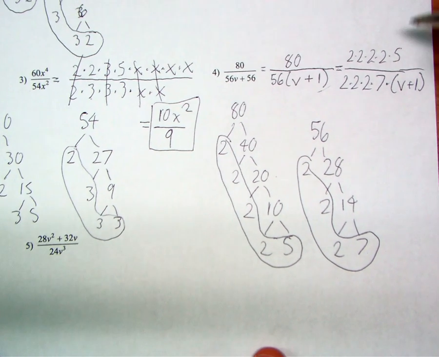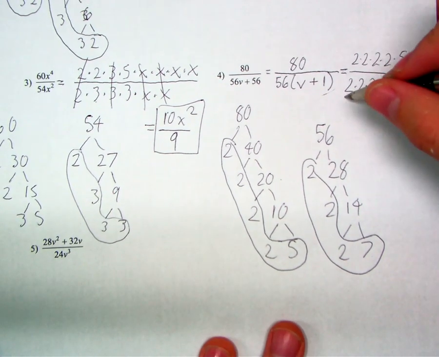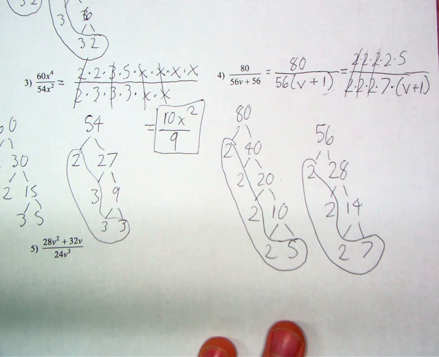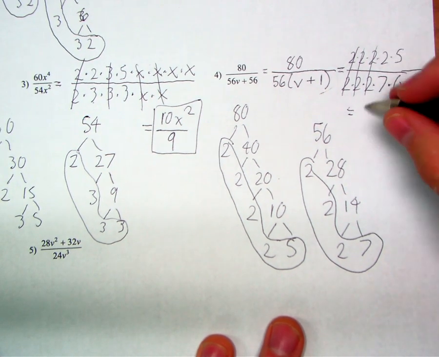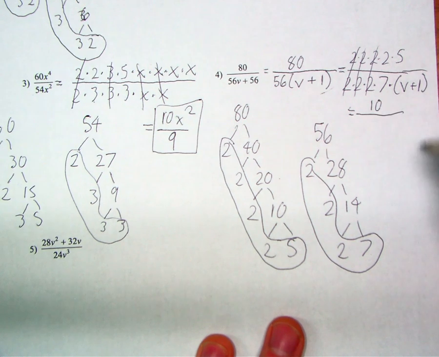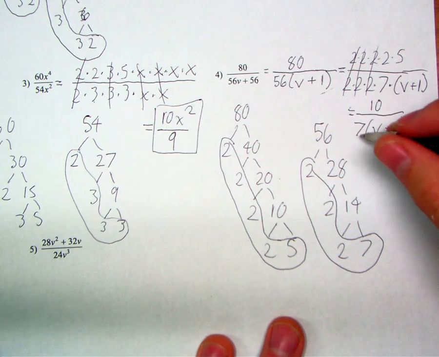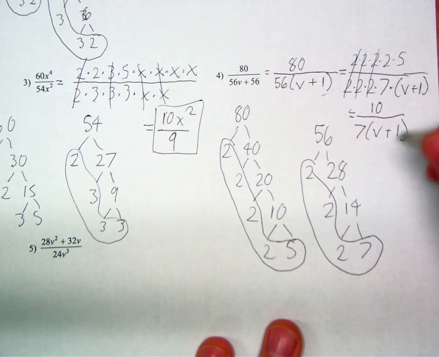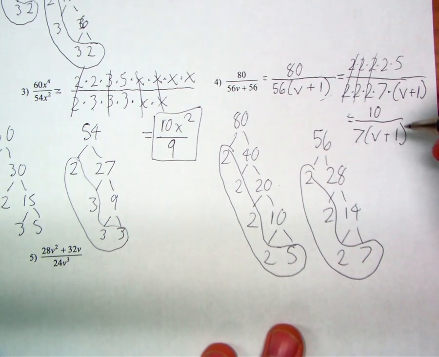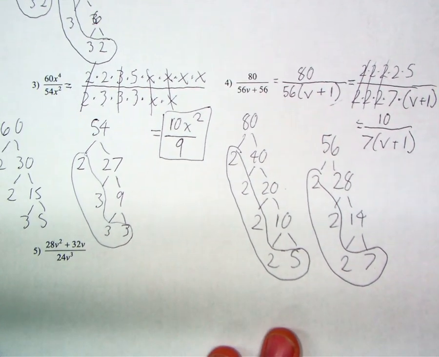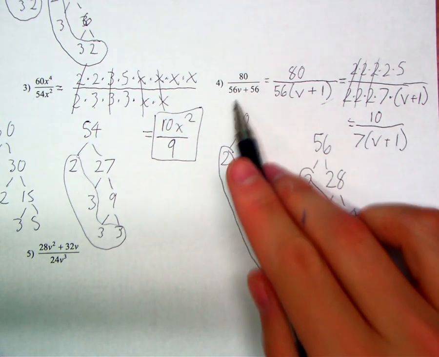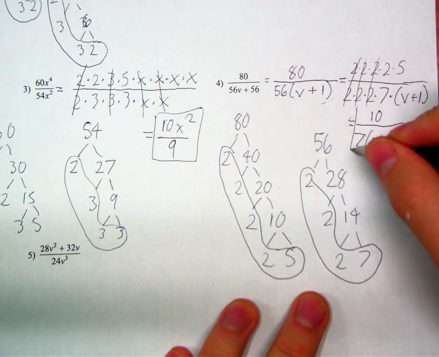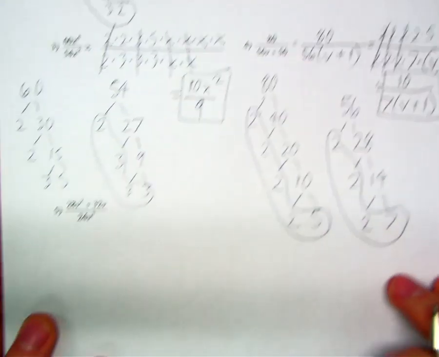Now that we've written things as factors, things multiplied together, cancel out these 2's. And that's about it, I think. So 2 times 5 on top, that's 10. On the bottom, we've got 7 times v plus 1. If I wanted to, I could multiply that 7 into the v plus 1, distribute it, or I could leave it like that. Doesn't matter to me. Either way, it's a simplified version of what I started with. So here's my answer. One more problem to go.